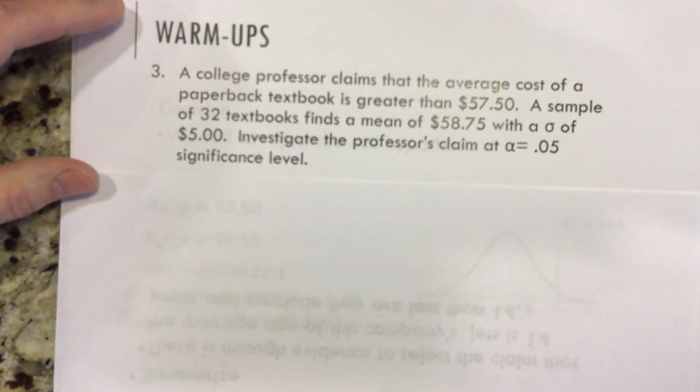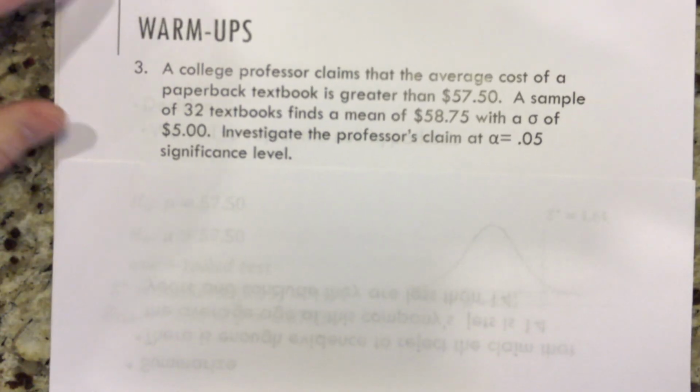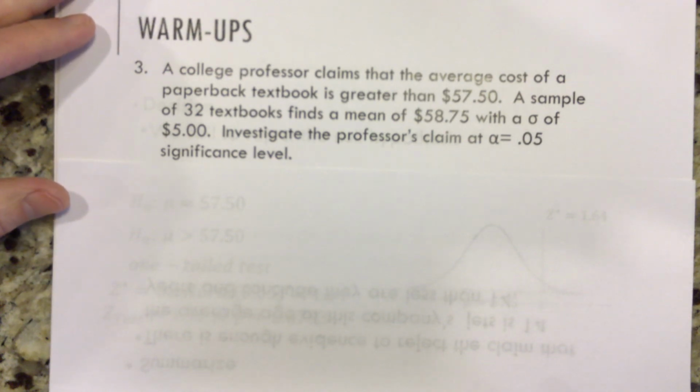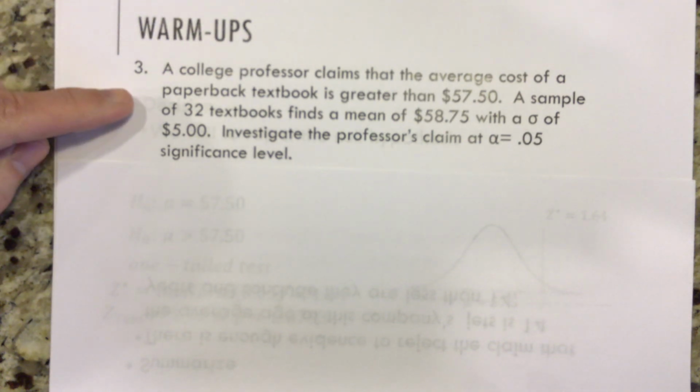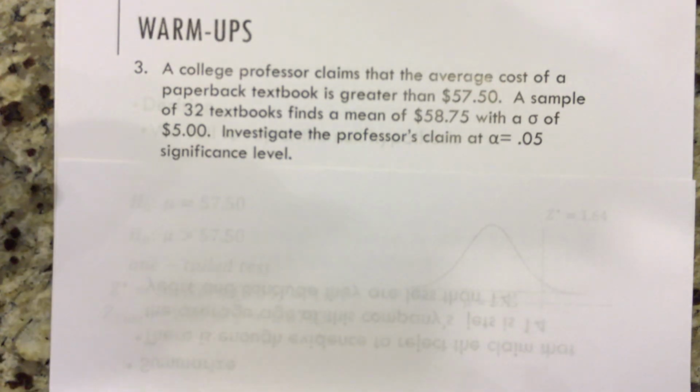Let's try another warm-up. Again, pause it if you need, try it on your own, and then see if you get it right. This time we have a claim that the average cost of a paperback textbook is greater than $57.50. Notice the claim can be the null, the claim could be the alternative. It really doesn't matter. It's an argument, there's two sides. It doesn't really matter which side the person presents you. We've got a sample, and we're going to investigate that claim.